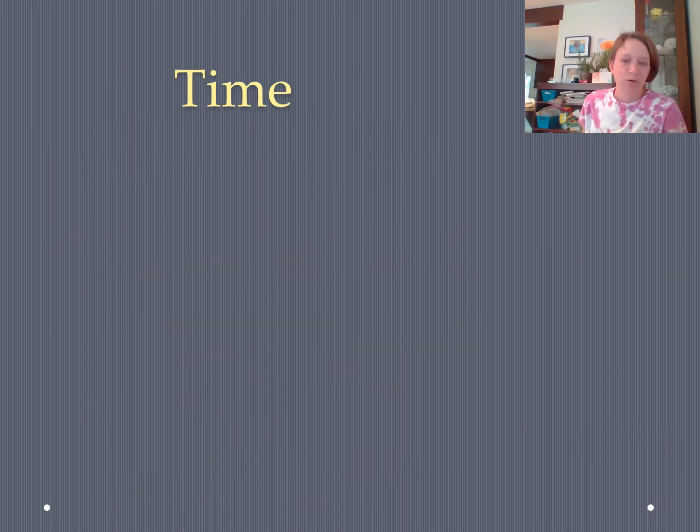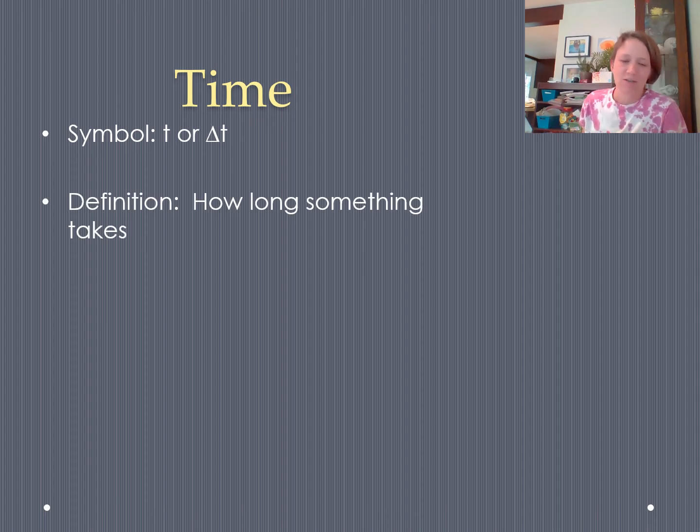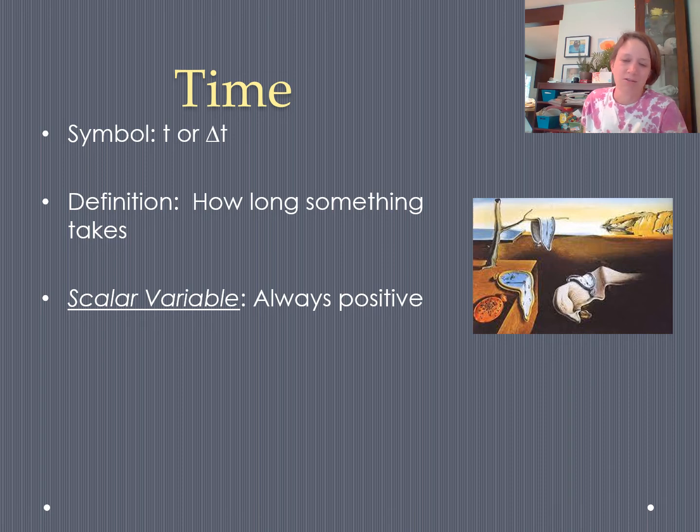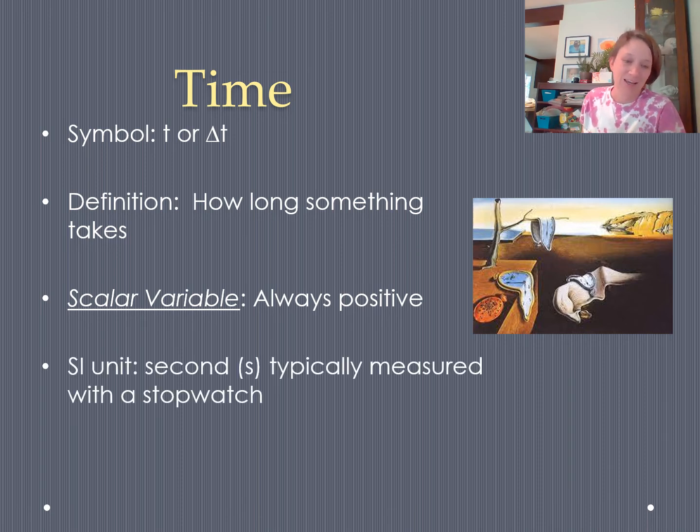The second physics variable is probably one you're very familiar with from your lives, and that is time. Time is represented by a T, or sometimes delta T. We'll come back to that a little bit later. The definition is obviously just how long some event will be taking. Time is a scalar variable, so that means it has a size, we can say how many seconds, but it doesn't have a direction. There's no positive or negative time. It's always positive unless you're in some weird Dali art piece. In any case, the SI unit in physics is the second, and the tool that we use to measure time is typically the stopwatch.